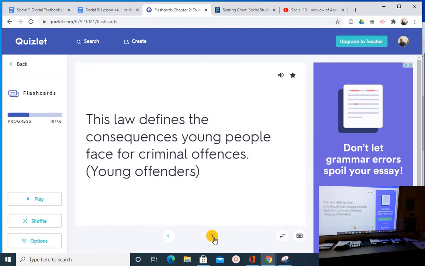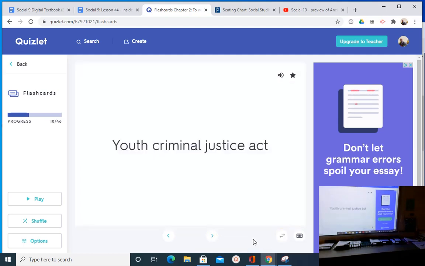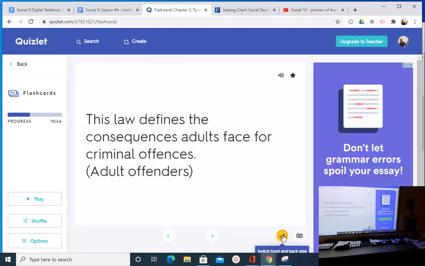This law defines the consequences young people face for criminal offenses. That law would be the YCJA. So YCJA is going to come up a lot in this chapter, and therefore should be expected to be seen on the evaluation. Criminal Code of Canada would be the law that defines consequences that adults face.